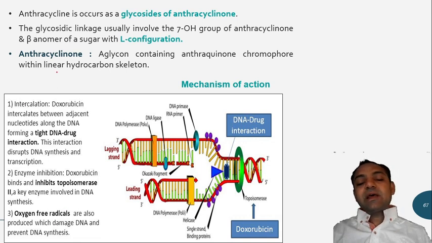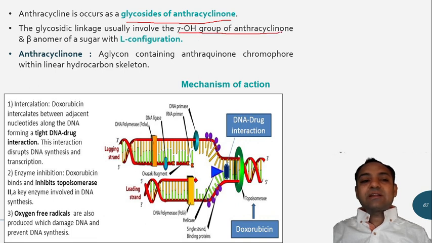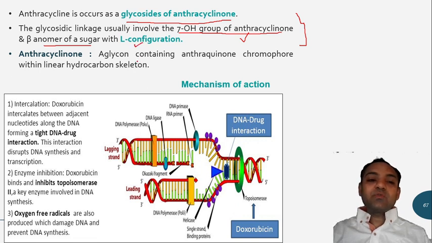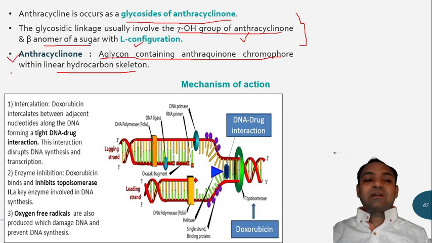Now what is anthracycline and how does it occur? Anthracycline generally occurs as a glycoside of the anthracyclinone, and this glycoside linkage involves the 7-hydroxy group of the anthracyclinone and the beta anomer of the sugar. That is very important. Okay, the 7-hydroxy group of anthracyclinone and the beta anomer sugar, and its configuration is L, that is a relative configuration. And anthracyclinone is nothing but an aglycone containing an anthraquinone chromophore with linear hydrocarbon lactones. So the aglycone part of the antibiotic is called anthracyclinone.